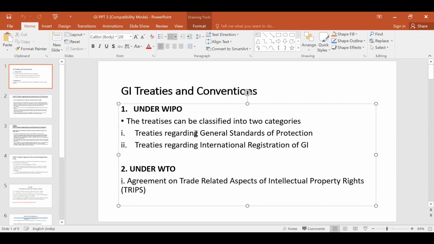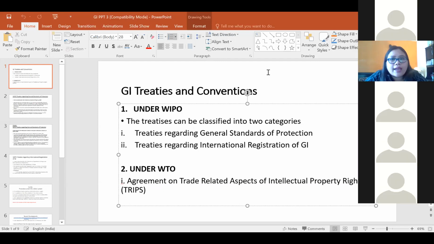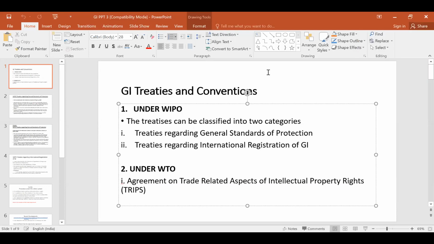Now, WIPO's treaties and conventions can be classified into two categories. The first category is treaties regarding general standards of protection, where just a general standard of what kind of protection relating to GIs can be accorded is mentioned. And secondly, treaties regarding international registration of GI. Now, what is international registration of GI?